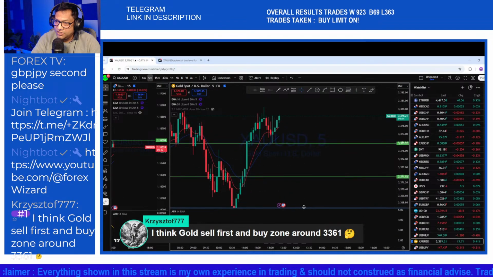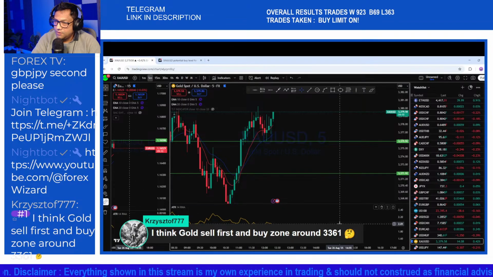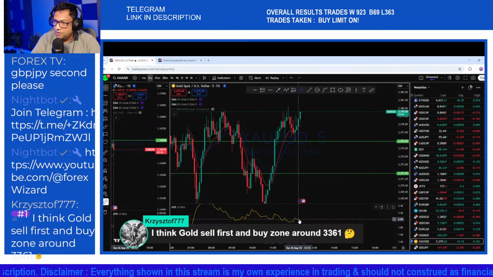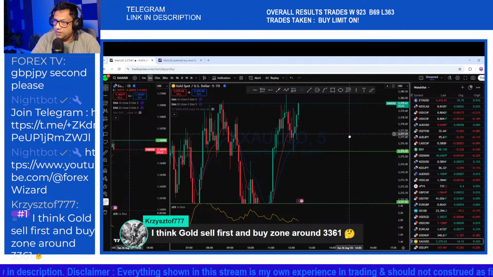Now on the 5 minutes, if we look at the trend, the ATR on the 5 minutes is 20 pips in that area.